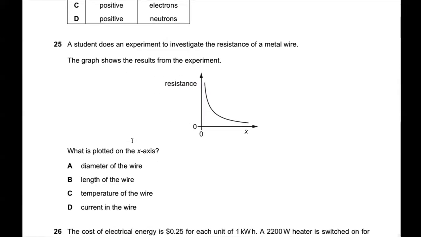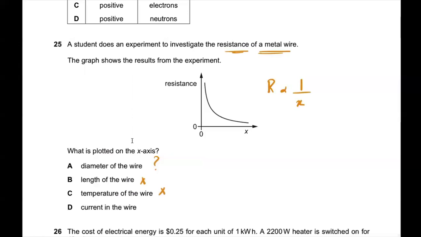Student does an experiment to investigate resistance of a wire. The graph shows the results from this experiment. This graph that you see here is of inverse proportion. So resistance is basically inversely proportional to this quantity X. So is resistance inversely proportional to diameter? No, it's inversely proportional to the square of the diameter. But again, we shouldn't strike this out because it could be the case here. Resistance is proportional to length, so it's not this. Resistance, again, does not decrease as temperature increases. Resistance increases.